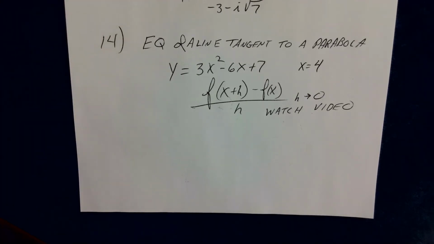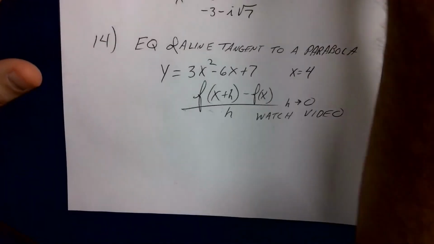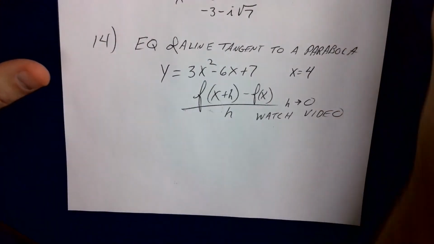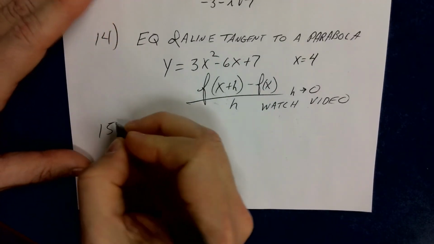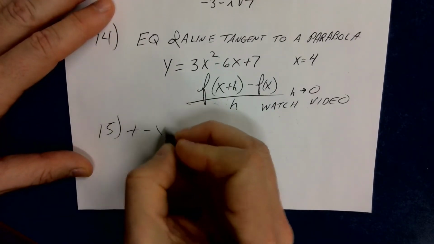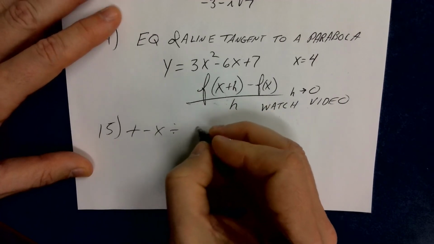Good deal. So what are some of the other things that you guys need to know how to do? Let me double check some of the stuff that I have on here. Number 15: you need to add, subtract, multiply, and divide complex numbers.